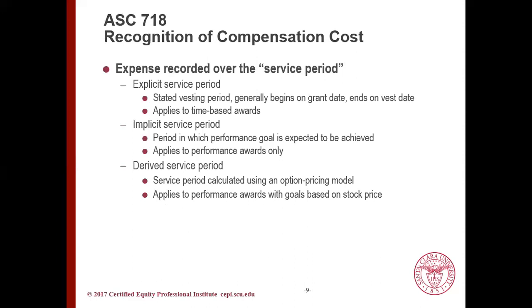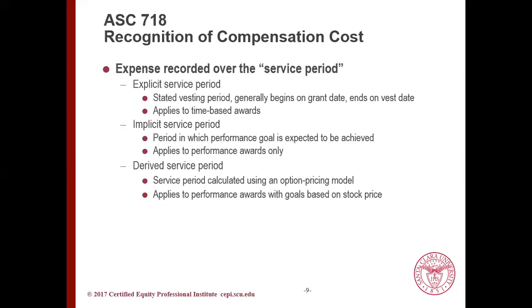There are 3 different types of service periods that we can have for an equity award. The first is the easiest. That's the explicit service period. That's just my stated vesting period. So if I grant an award and I say it's going to vest in 4 years, I have a 4-year vesting period. It's nice and simple. Any of my awards that vest based on service or time, just passage of time, will have an explicit service period, and it's that time period over which the award is vesting.